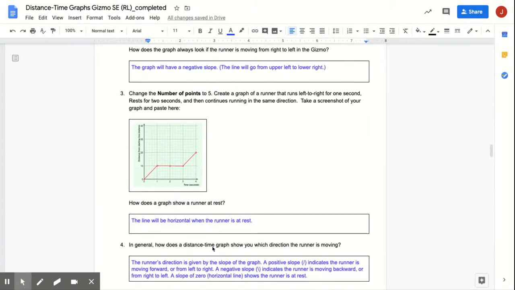And then the next one, we had to make a runner pause, rest for a couple seconds, okay? So how does your runner show that they are at rest? The line will be horizontal when the runner is at rest, and that is a slope of 0.